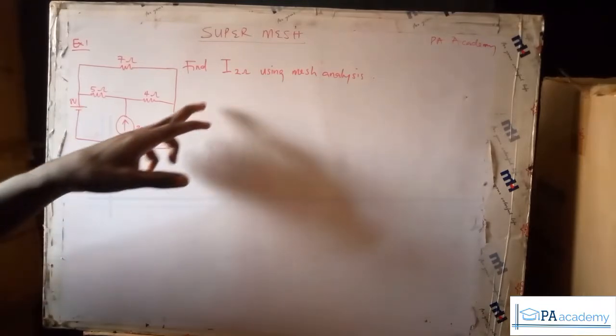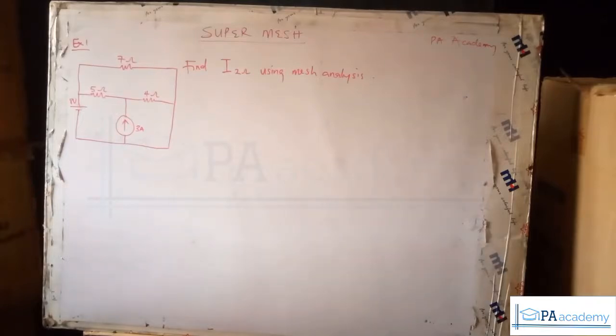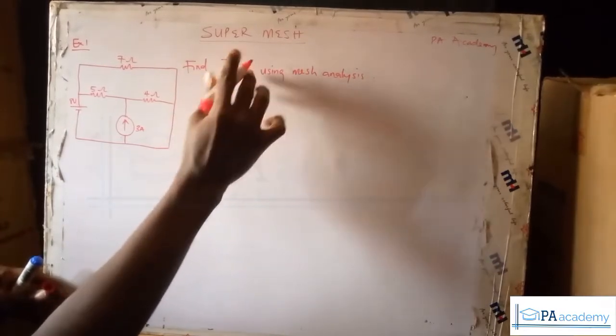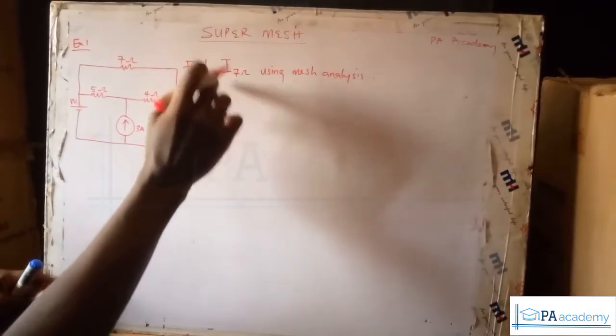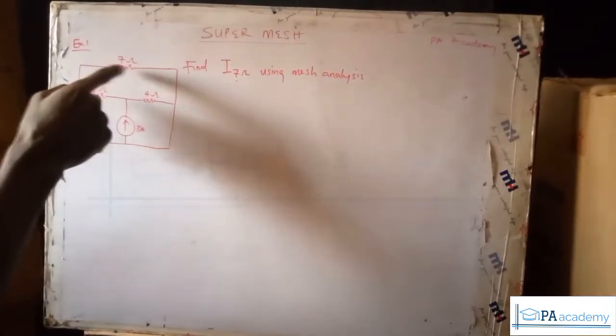It says find the current in the 2 ohm resistor. Okay, sorry, not 2 but 7. It's supposed to be 7. So this is 7. That means in this particular resistor, we should find the current that is flowing through this 7 ohm resistor.